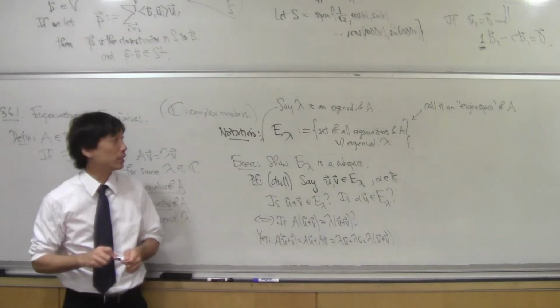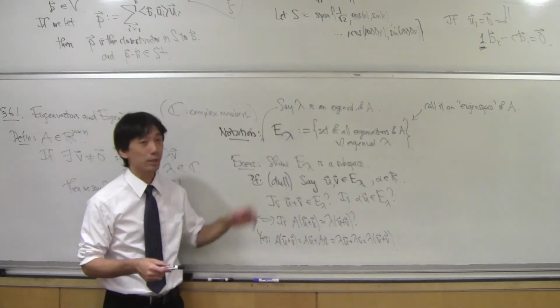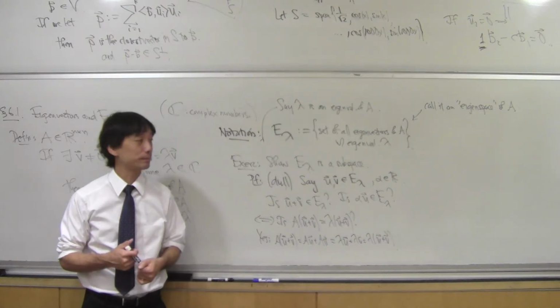Eigenspace is just the set of vectors corresponding to a particular eigenvalue.